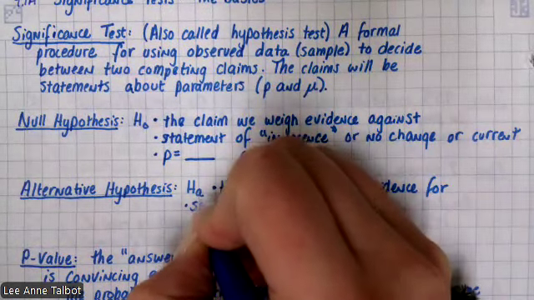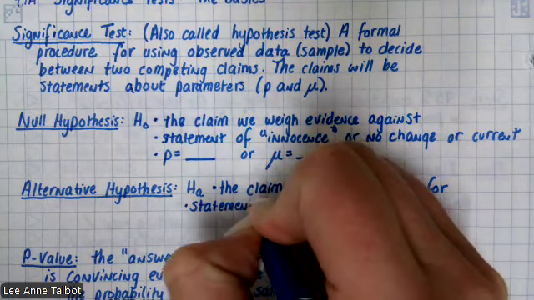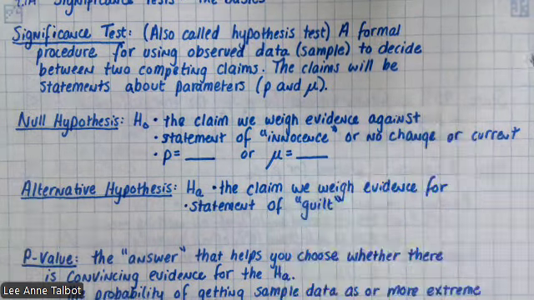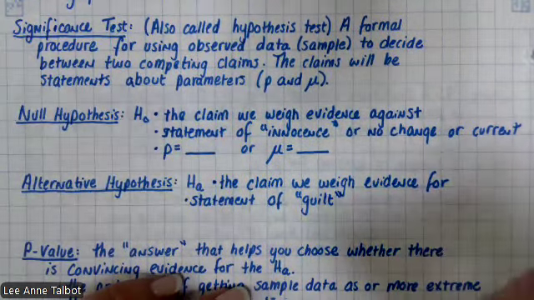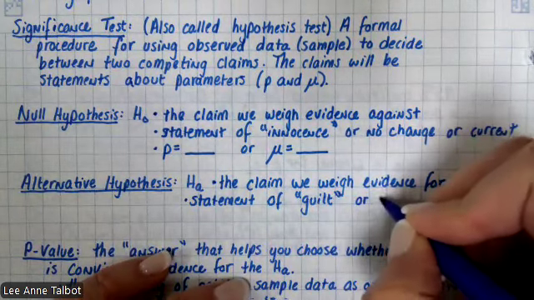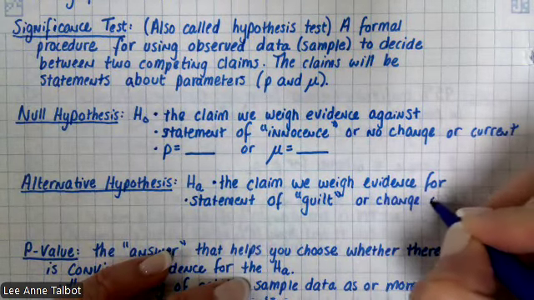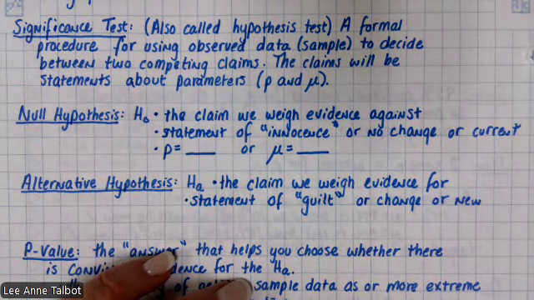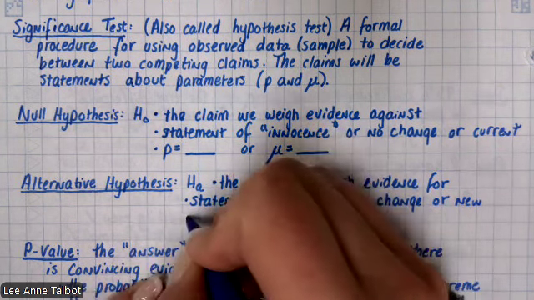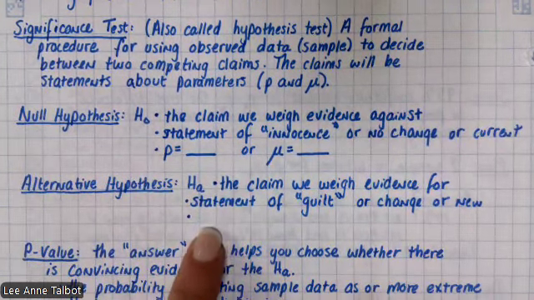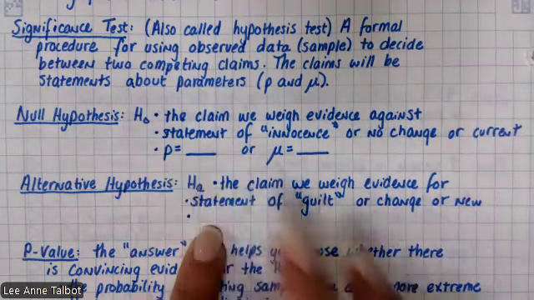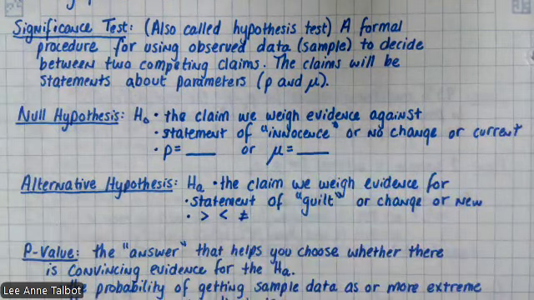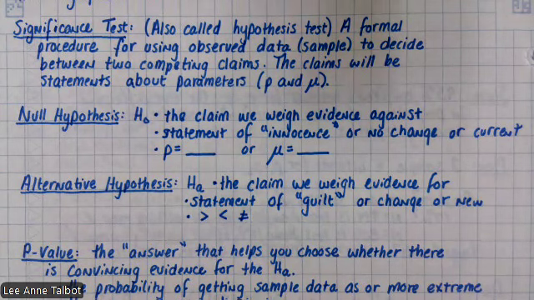to help us, we're going to call that a statement of guilt. Again, relating that back to the courts. Or some kind of change or some kind of new situation. And in the alternative hypotheses, you're not going to use equals. You're going to use greater than, less than, or not equal to. And we'll talk about that in a bit.